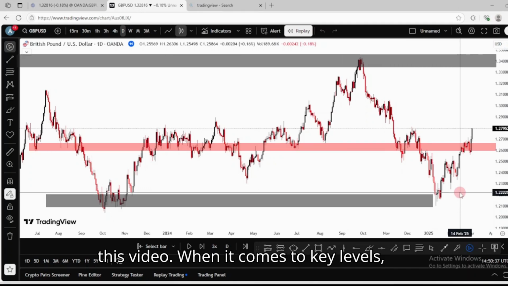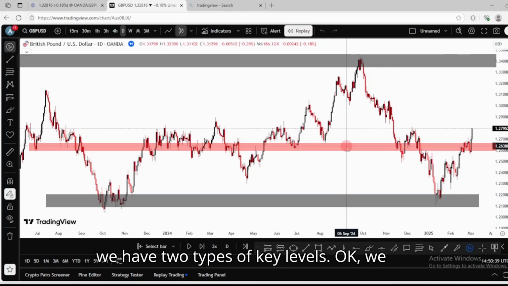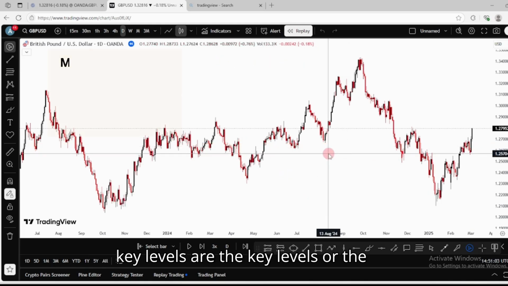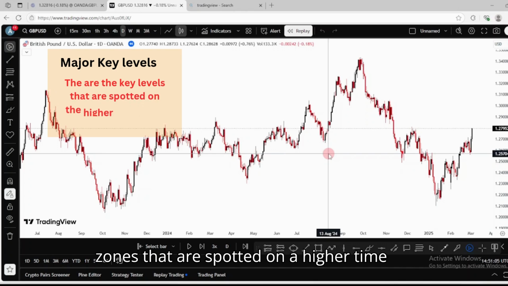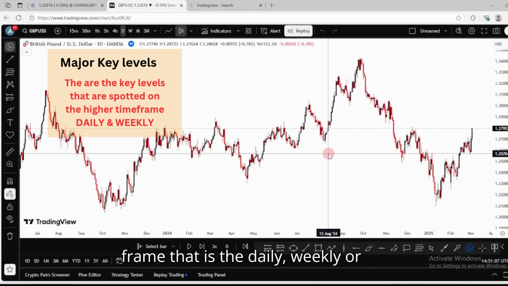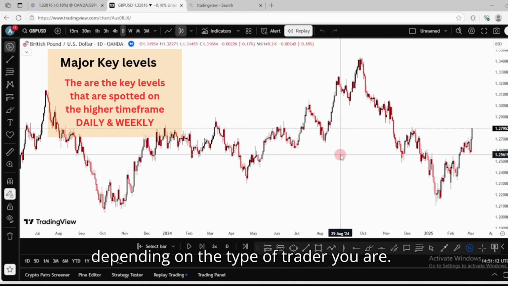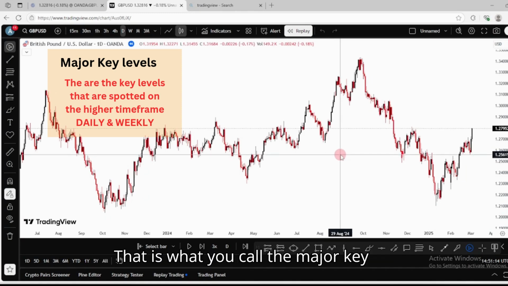When it comes to key levels, we have two types of key levels. We have the major key level and we have the minor key level. Major key levels are the key levels or the zones that are spotted on a higher time frame. That is the daily, weekly, or sometimes the 4-hour time frame, depending on the type of trader you are. That is what you call the major key levels.